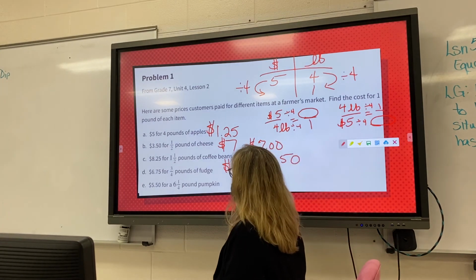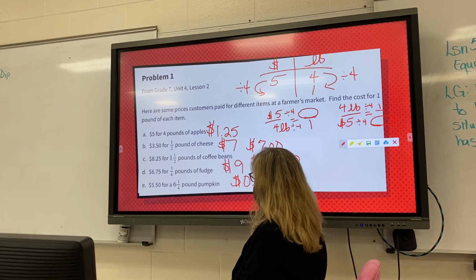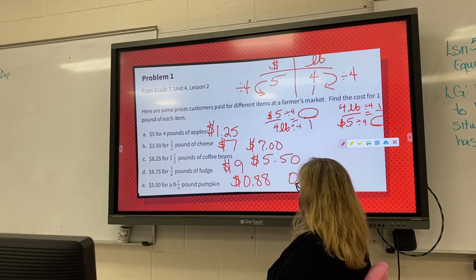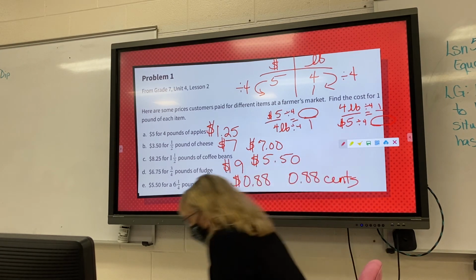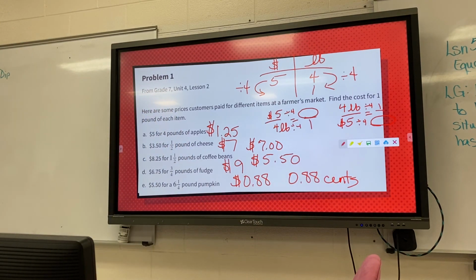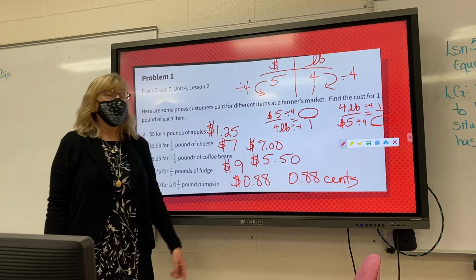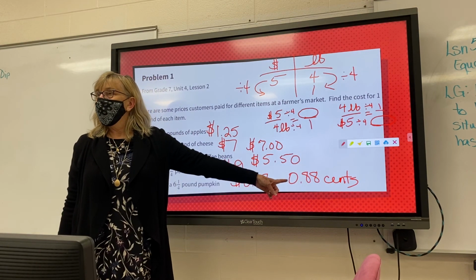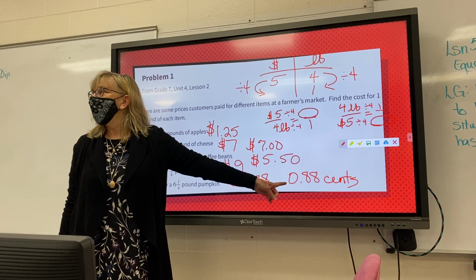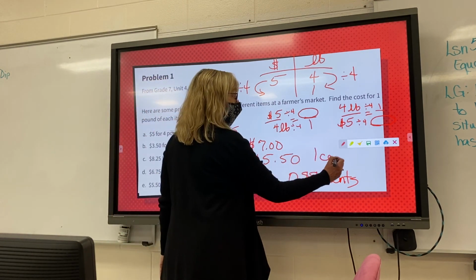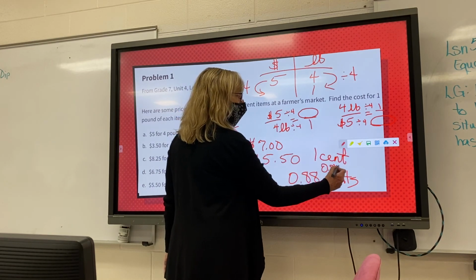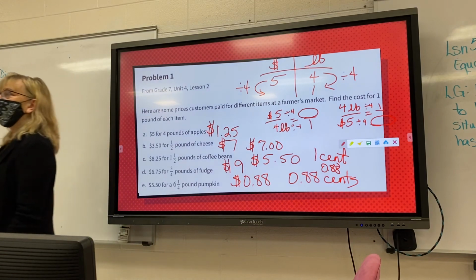All right. Tell me the difference between that and that. Or are they the same? Haley. Cents is if it's less than $1, and that is the dollar sign. Are these the same value? This is less than a penny. How would I say 1 cent? 1 cent. So what is 0.88? Is that 88 of them, or is that less than 1?